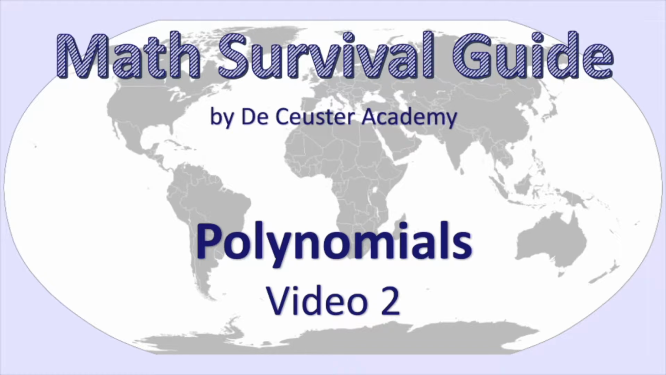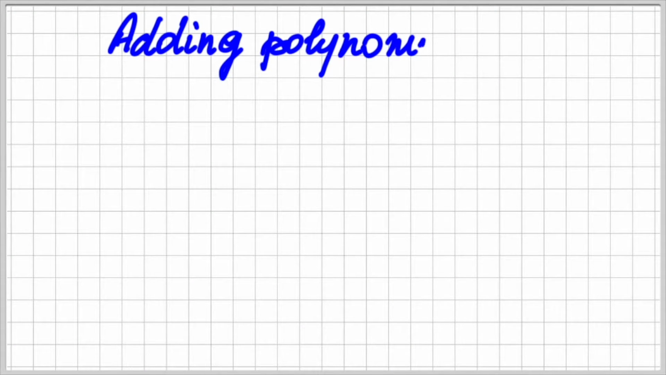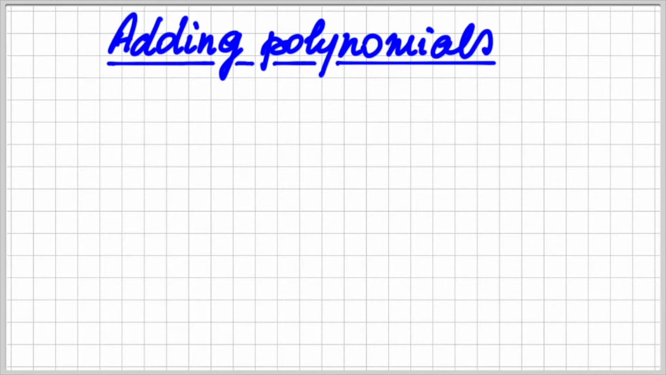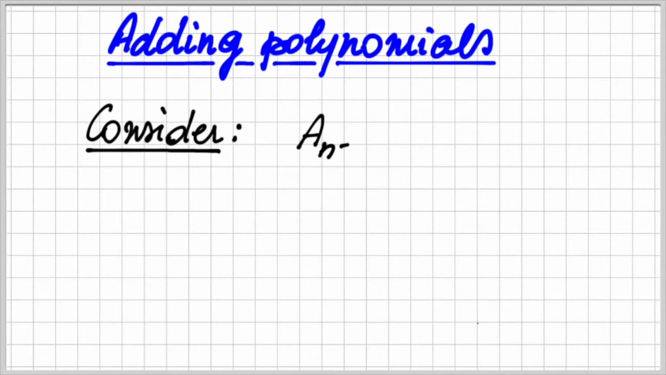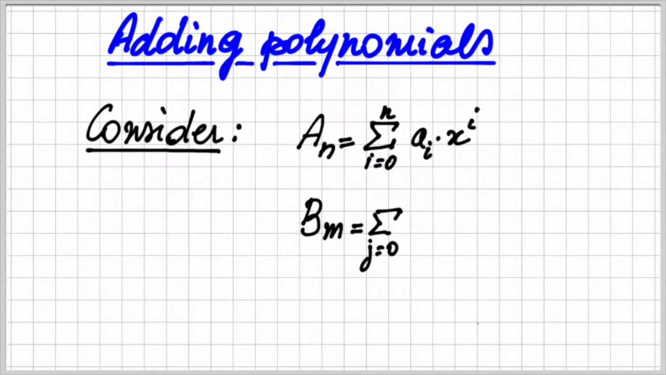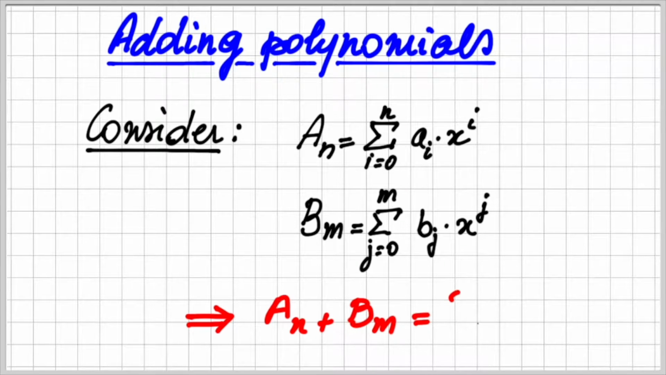Let's have a look at adding polynomials. When we look at polynomials, we have to see how we can add and subtract polynomials or do different operations like multiplications and so on. Here we look at adding polynomials. And we have to consider two polynomials, a index n, referring to the order of the polynomial, and a second polynomial b, index m, where the order is equal to m. So basically we want to find what is the sum of those two polynomials.